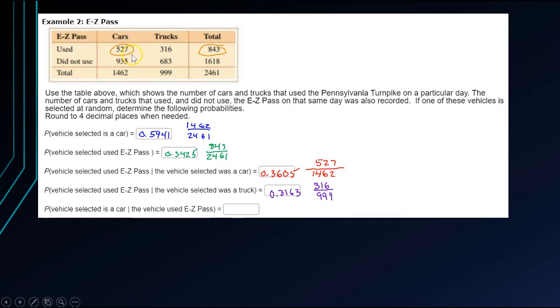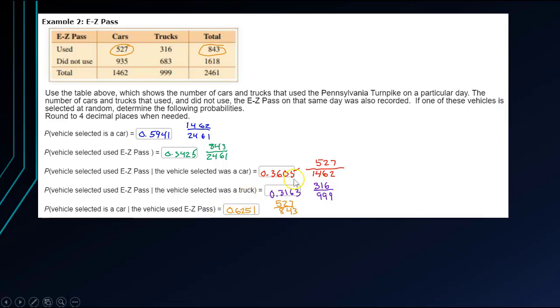Cars are 527 out of that. So it's 527 out of 843. It has the same numerator as this one, but the denominator is totally different. And it has a much higher probability as a result. It's 0.6251.